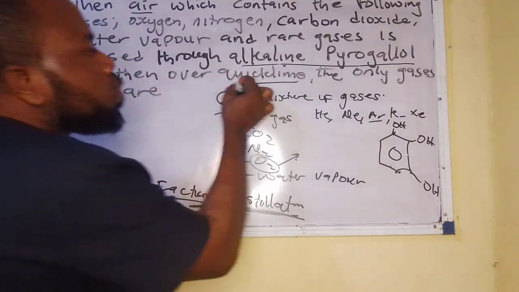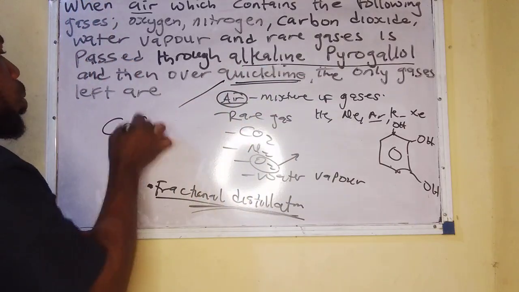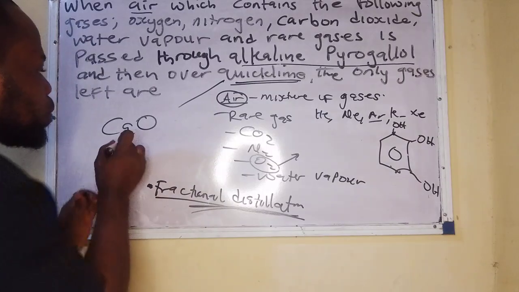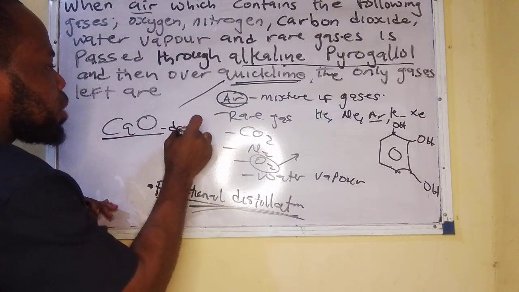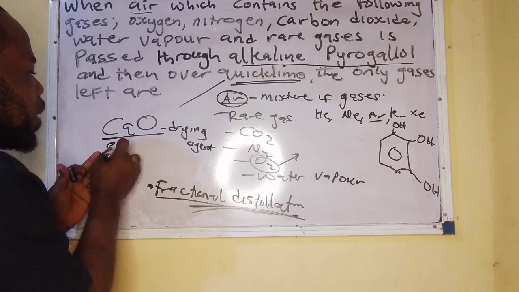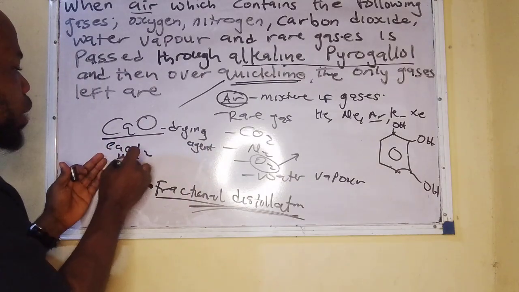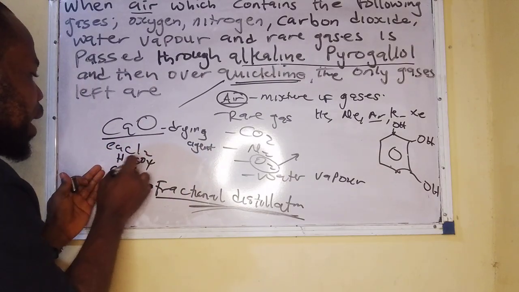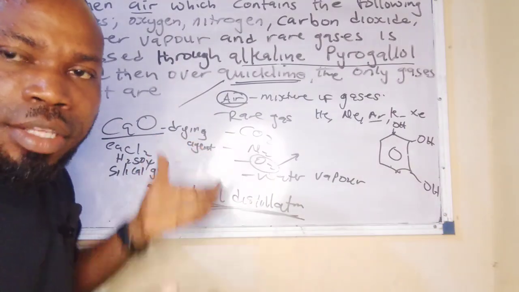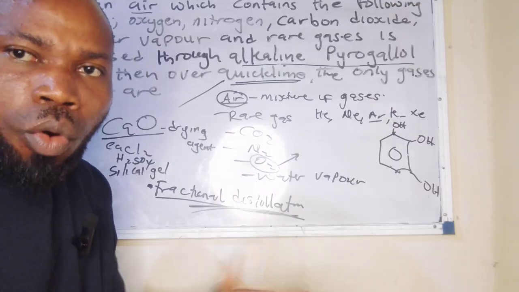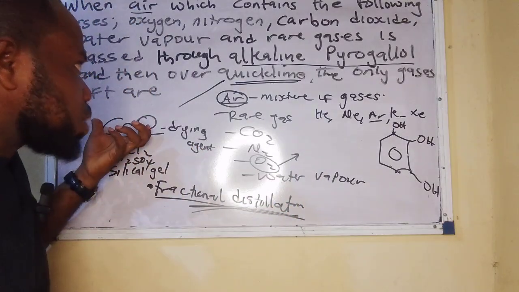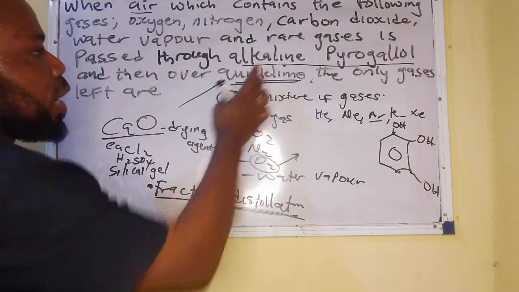So if air is passed through alkaline pyrogallol, oxygen is removed. Then look at this other one, quicklime. Quicklime is more or less the common name of calcium oxide. Now, this calcium oxide is a drying agent, just like calcium chloride. H2SO4 is a drying agent. Silica gel, they are all drying agents. Now, what is drying? Drying is the removal of moisture. So any substance that can be used to remove moisture is said to be a drying agent.